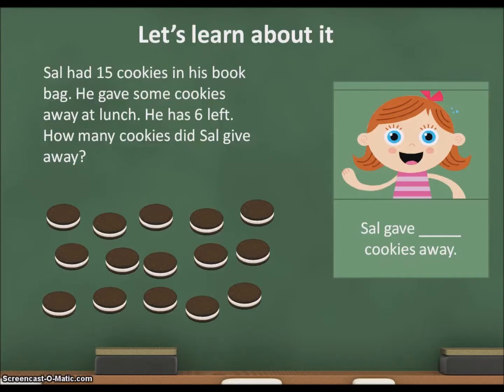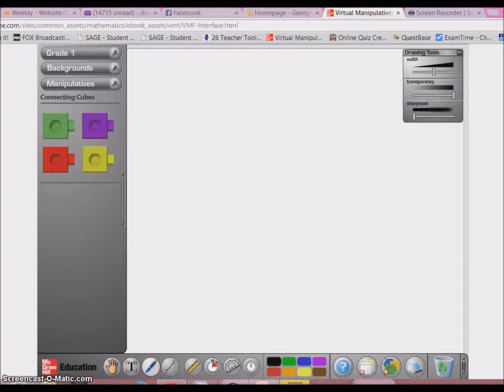First, we know that Sal had 15 cookies. Then, he gave some away, which is the number we're looking for. Last, we read that he had 6 cookies left. How can we correctly model this problem? Well, let's start with the easy part. We know he started out with 15 cookies. With this problem, I'm going to draw, but instead of drawing 15 cookies, I'm going to use a part-part-whole model, which is a very useful model when we are looking for a missing part, like in this problem. To draw a part-part-whole model, first you draw a big box.